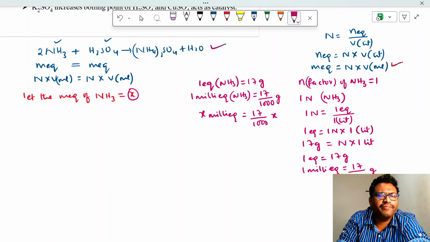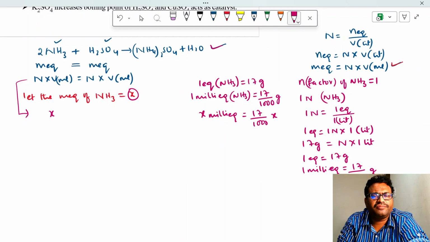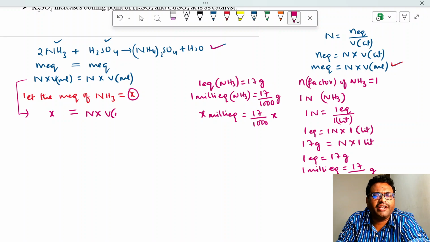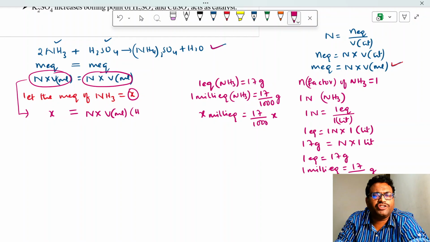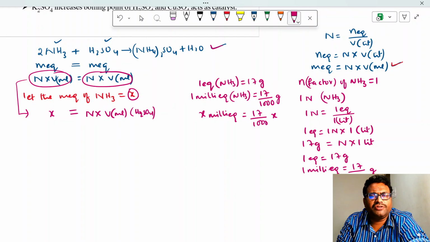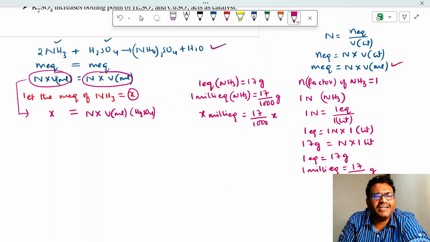So from this I can write X is equal to X milli equivalents. So X can be written as normality into volume in ml of H2SO4. Now you understood? Okay.